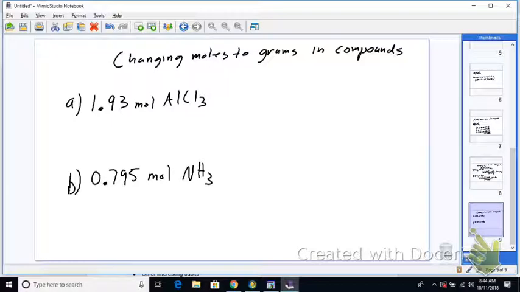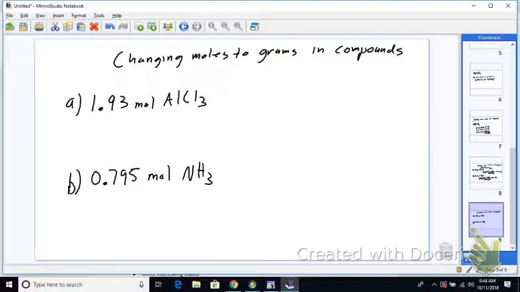Now, tomorrow we're going to look at doing percent composition by mass. And doing percent composition by mass is just an extension of finding the molar mass. So it's just one more step after you find the molar mass. Okay? That's all you're going to do.